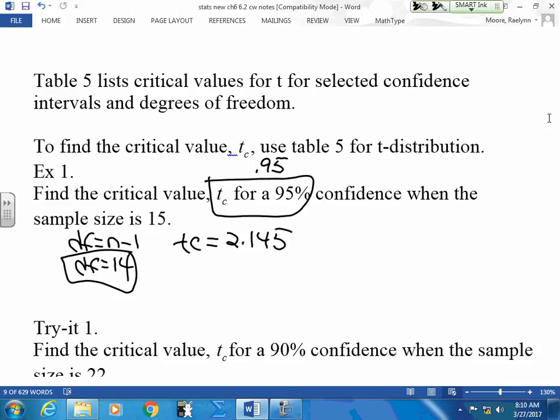I look for 0.95 on top. I find my degrees of freedom. I find my TC. Do you notice all your TCs are positive? Usually when we did the inverse norm, didn't we come out with a negative and we had to make it positive? This one, they're all positive. In the back of your book, it's in a table in the back of your book.